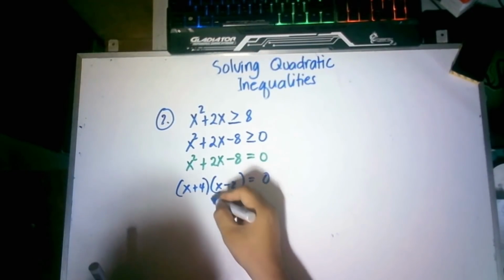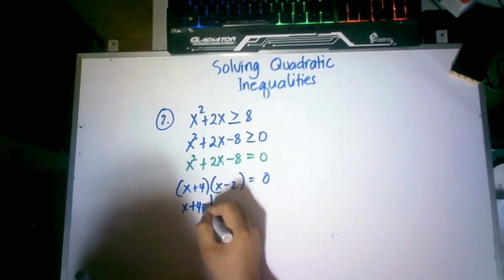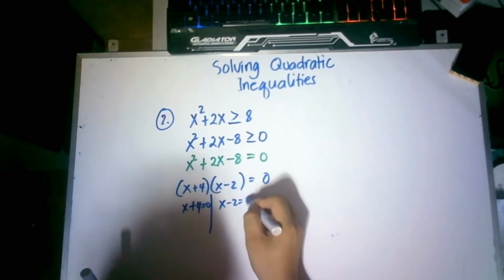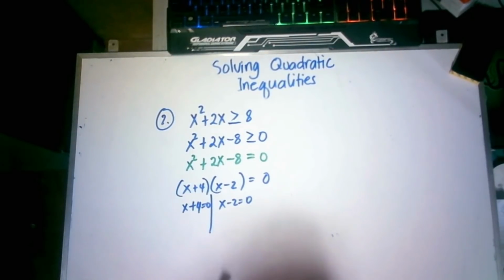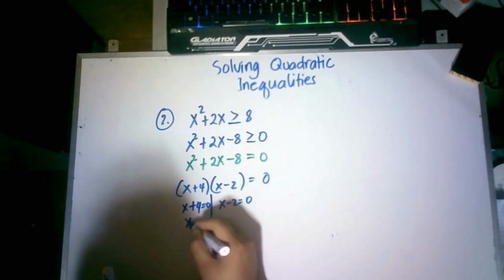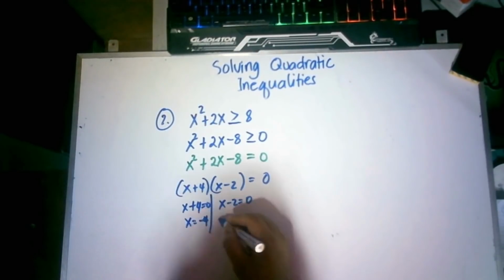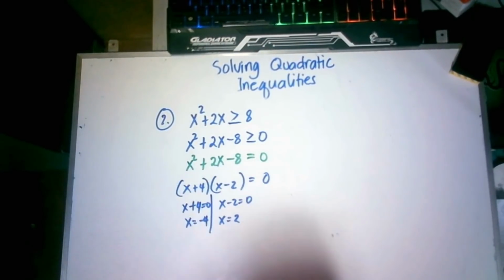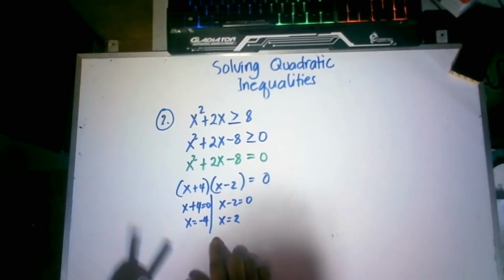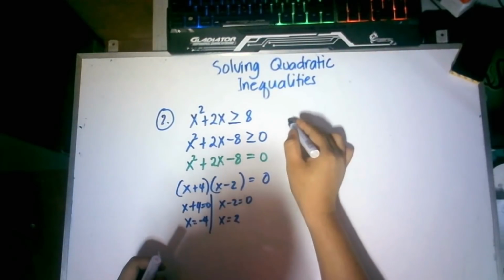As you can see here, we have two solutions: x plus 4 equals 0 and x minus 2 equals 0. So now we can see the two restrictions. The first restriction is x equals negative 4. The second restriction is x equals positive 2. These are the restrictions, or the boundaries. Now, we will create a number line.